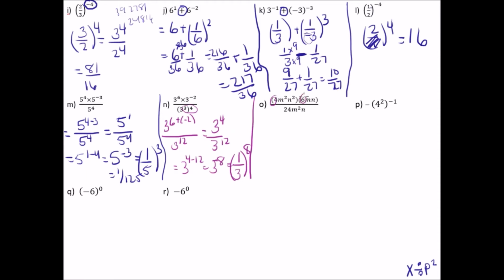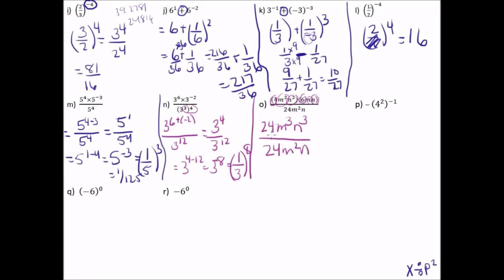Let's do normal numbers. 4 times 6, 24. M squared times M, you just collect the exponents: 2 plus 1, M cubed. N squared times N, so 2 plus 1 is 3 again. And that's over 24 M squared N.